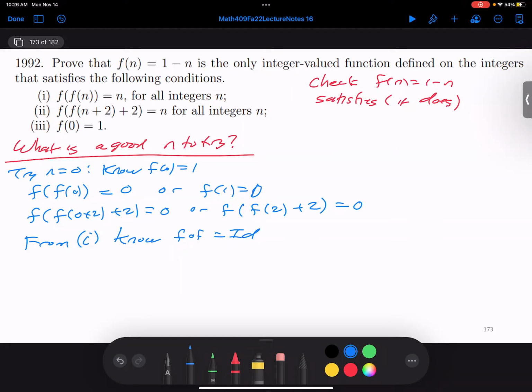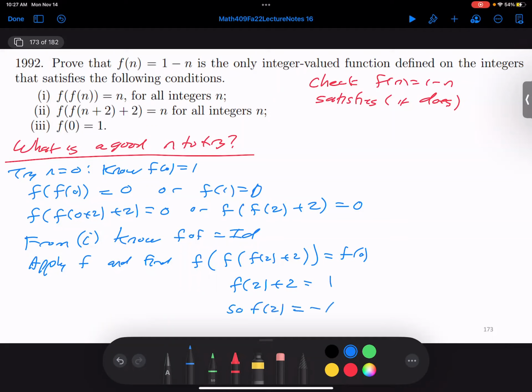So when you have problems like this, it all comes down to what's a good place to evaluate, what's a good way to iterate with the knowledge I have. So we apply f, and we find f of f of 2 plus 2 equals f of 0. So this is just f of 2 plus 2, and what's f of 0? f of 0 is equal to 1. So f of 2 equals negative 1. So things are looking pretty good.